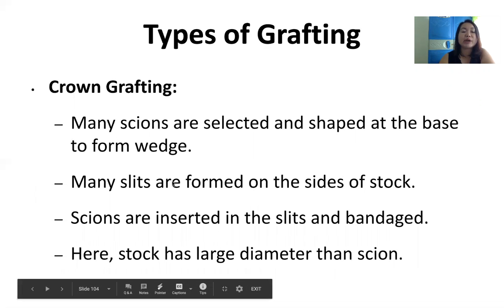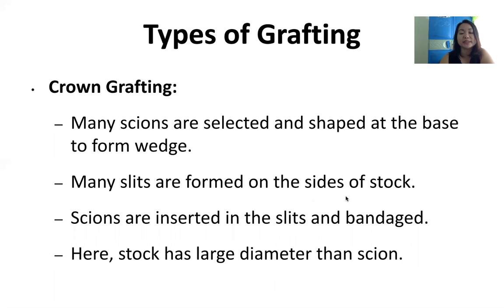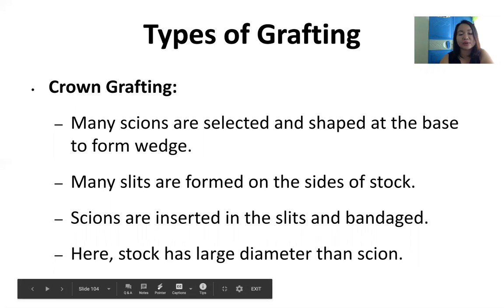Next is the crown grafting, wherein many scions are selected and shaped at the base to form a wedge, and many slits are formed on the sides of the stock. The scions are inserted in the slits and bandaged. The stock has a larger diameter than the scions, as shown in the first figure, and I also have a video to show you some examples.